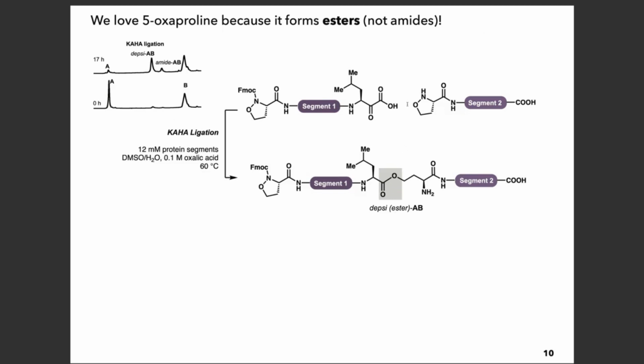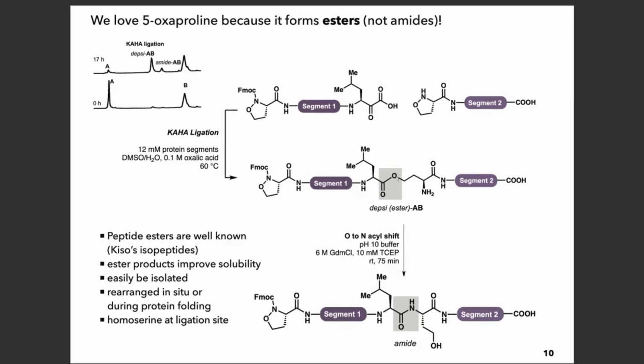So very surprisingly, this was not something that we had expected. If we perform KAHA ligation with any kind of keto acid and this 5-oxyproline, the primary product is an ester. And this really helps us if we are synthesizing very hydrophobic proteins. So we can keep our growing protein in this ester form. This helps immensely with solubility and handling. And then at the very end, typically during the folding of the protein, we expose this to basic conditions, usually somewhere between pH 8 and pH 10, and this ester undergoes an O to N shift to deliver the amide.